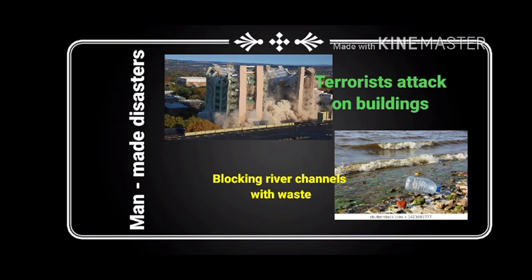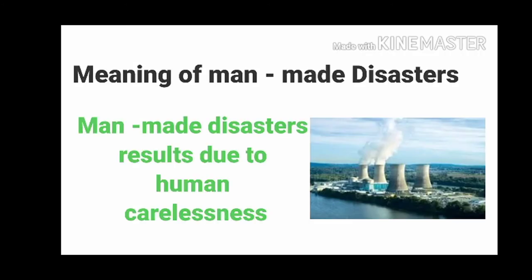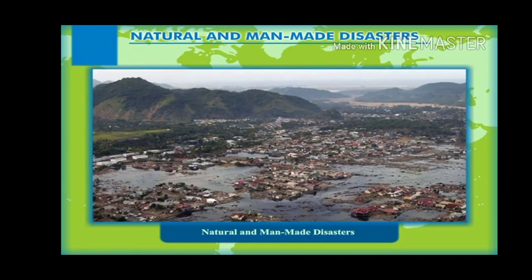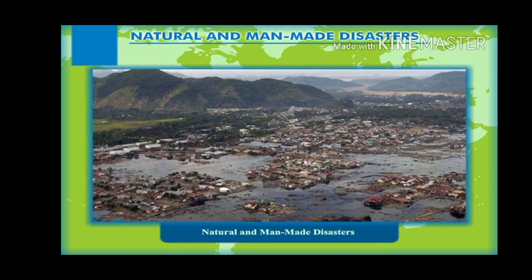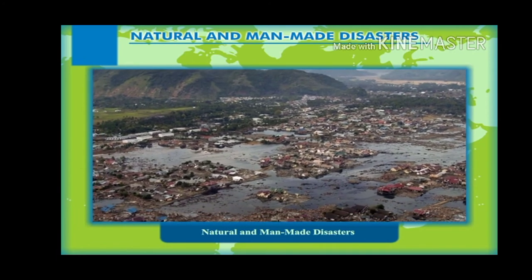Now, man-made disasters. The first image is that of a terrorist attack on a building, and then the blocking of river channels. The meaning of man-made disasters: man-made disasters result due to human carelessness. Yes, it happens due to human carelessness. Today, we are going to discuss natural and man-made disasters.